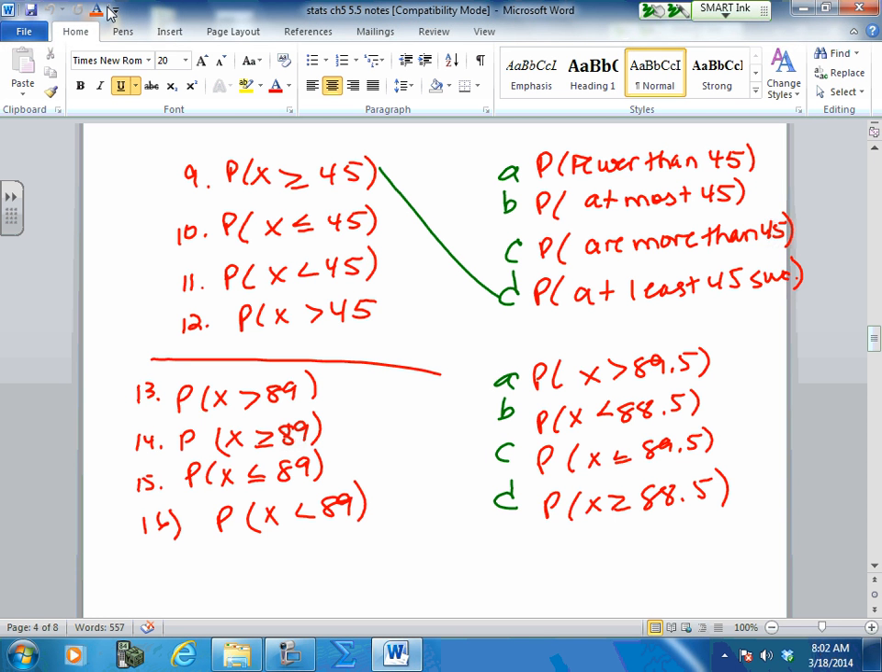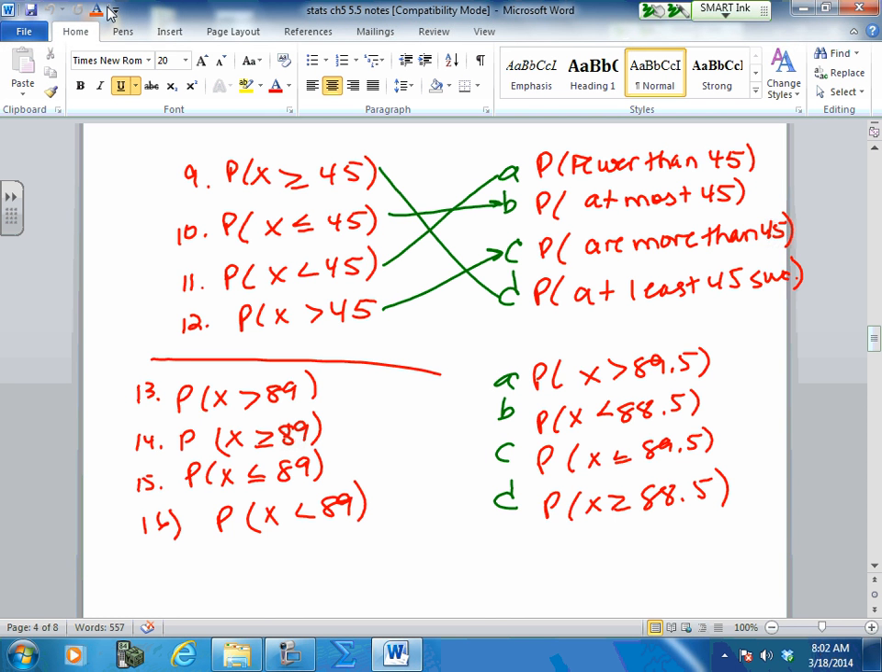How about this next one? How did I read this one? B, at most. That's the most I'm going to have in my pocket. Or less. There's your B. Number 11. A, fewer than. Do I count 45? No. I'm going to count 44 and down. I have fewer. I don't have 45. And the last one, more than.